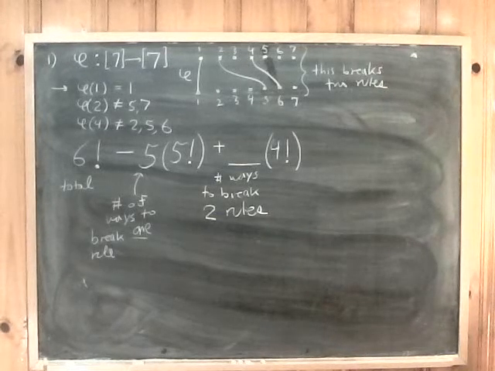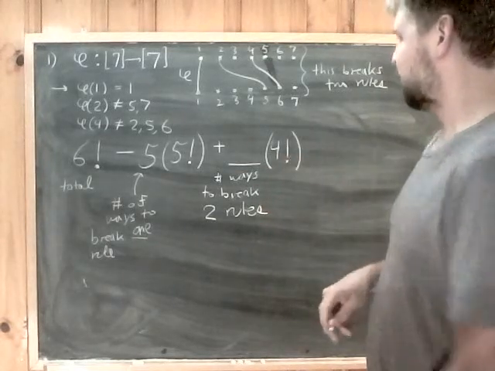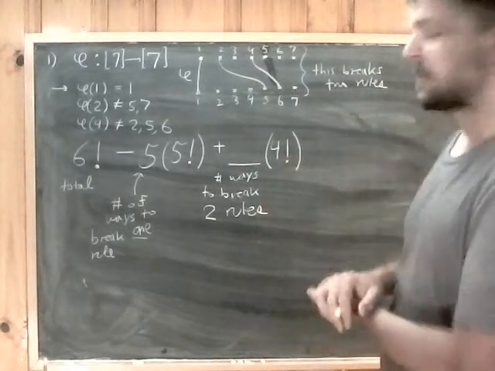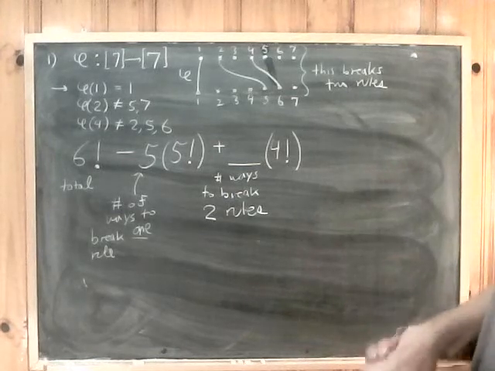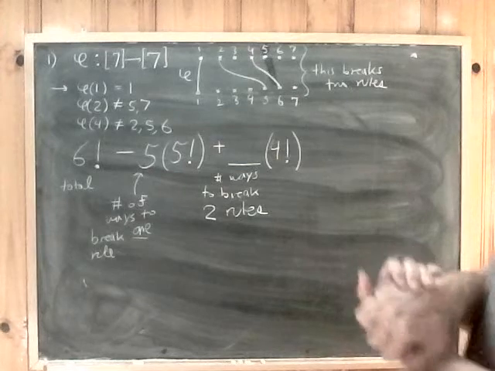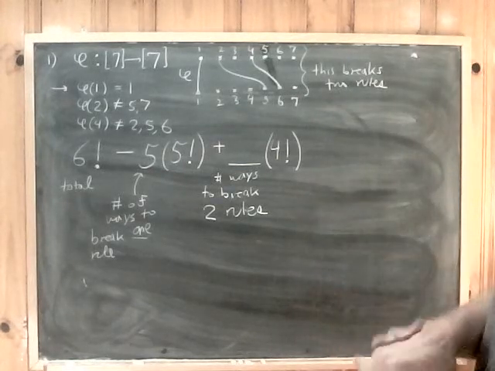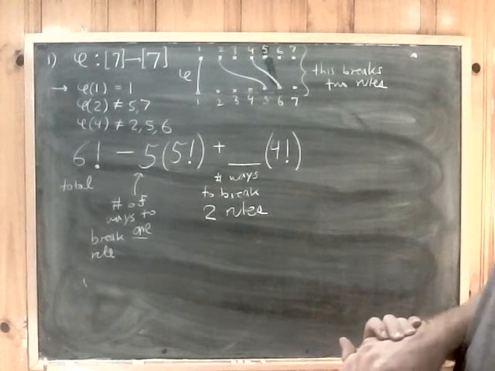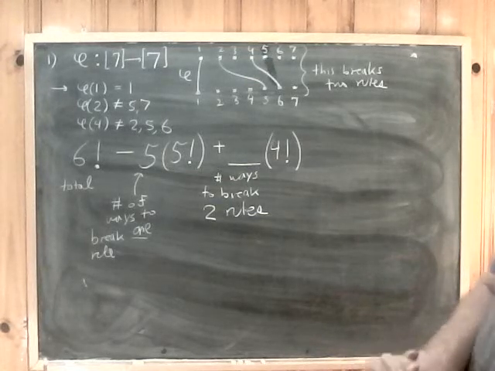All right, so how many ways can you do that? For every one of them, there will be 4 factorial ways to finish the permutation off. So that means there will be 4 factorial permutations in that collection, and we can multiply 4 factorial times the number of ways to break 2 rules to count them all at once. Well, to break 2 rules, there's not too many ways to do that on this problem.